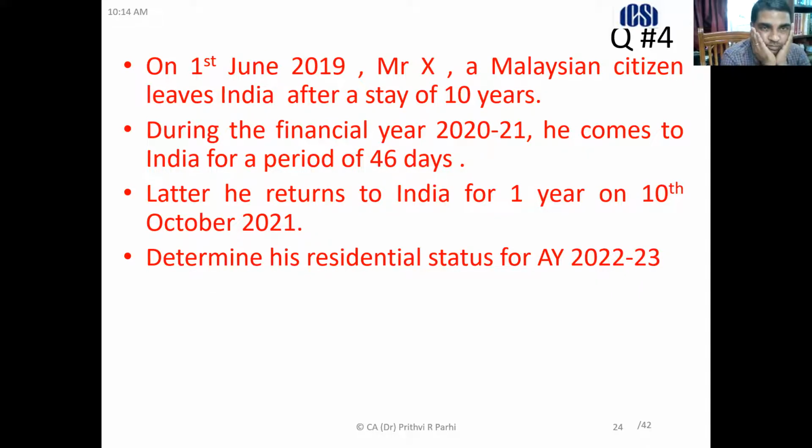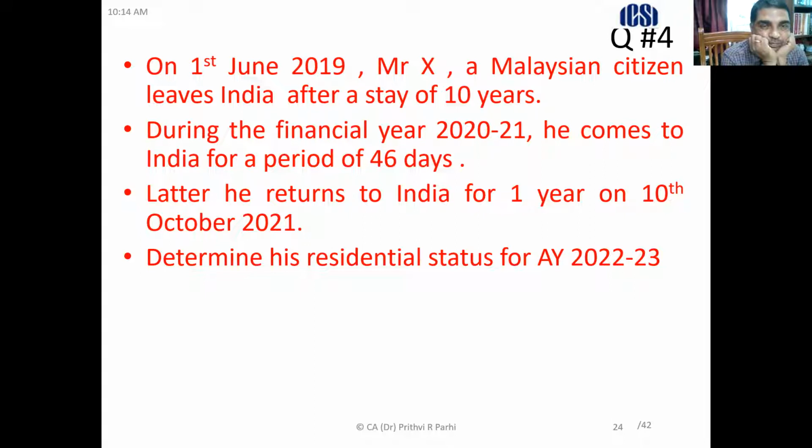On 1st June 2019, Mr. X, a Malaysian citizen, leaves India after a stay of 10 years. That means for 10 years he was there in India. Now on 1st June 2019, Mr. X is leaving. Then during the financial year 2021, he comes to India for a period of 46 days. Okay, he's coming to India for 46 days.